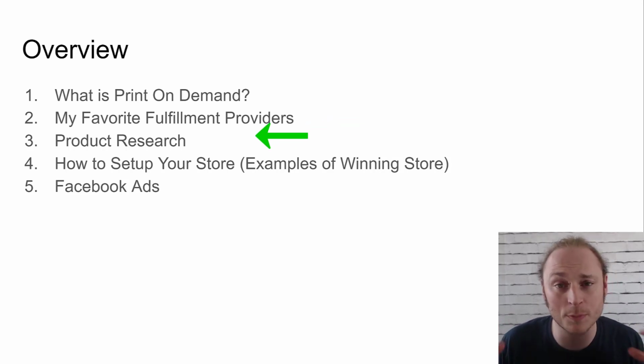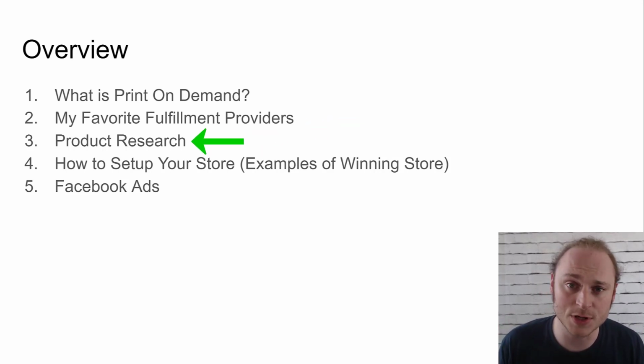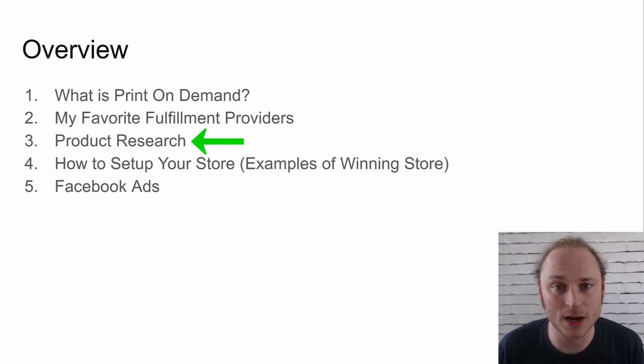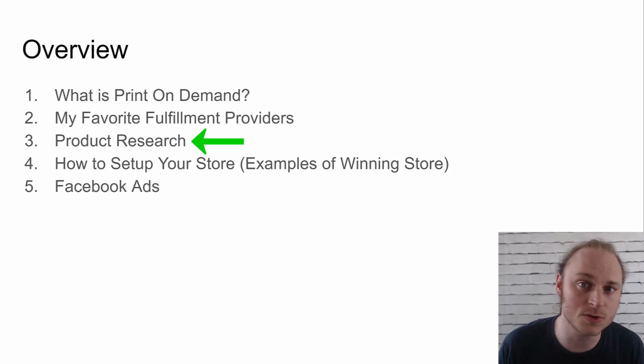Number 3, we're going to talk about product research. Just like dropshipping, product is everything in print on demand. If you get a winning product, you can go to multiple 6 figures quite easily. But if you don't have a winning product, it's going to be a dud and you're going to lose money.